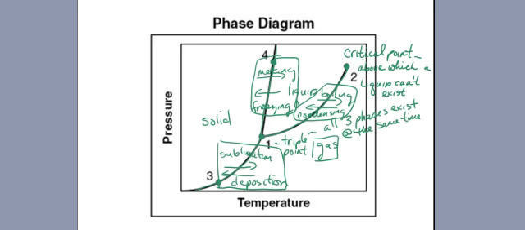Okay, so you can actually predict the actual phase of a particular substance depending on the temperature and the pressure, or you can also predict what would happen to a particular substance if you increase or decrease the pressure and the temperature, and that's what we're going to look at in the next podcast.